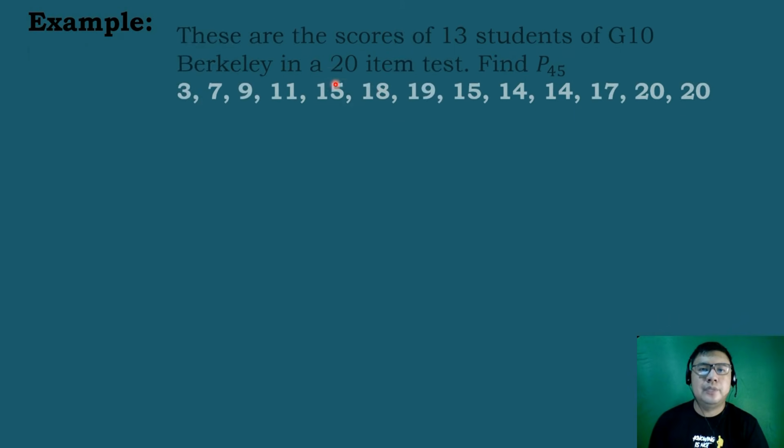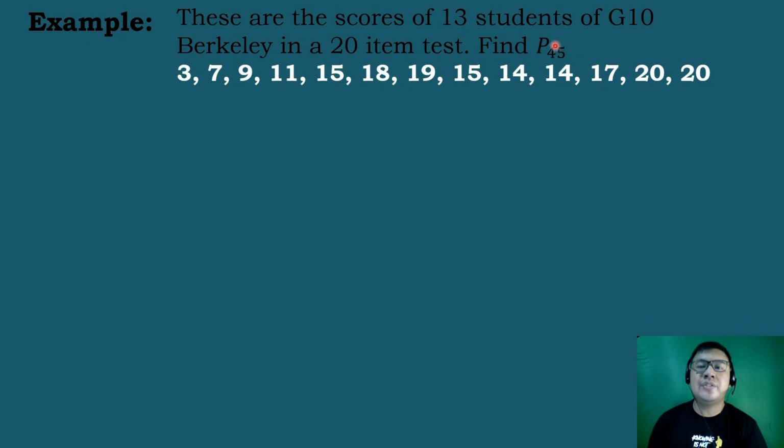Let's have our next example. These are the scores of 13 students of G10 Berkeley in a 20-item test. This time, let's try to find the value of percentile 45 using the following scores.